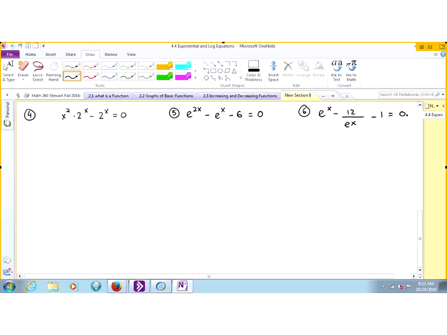So this is a little bit more because you're going to use a different property along with what we used earlier. So what do you think we will do with number 4? Multiply by x squared? Both sides? Yes, Andrew. Right, that's what we're going to do.